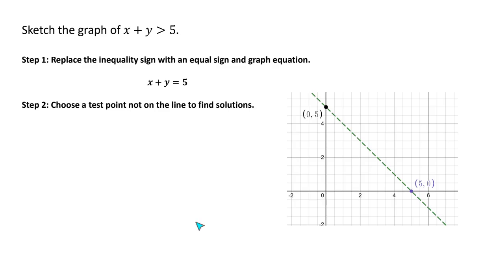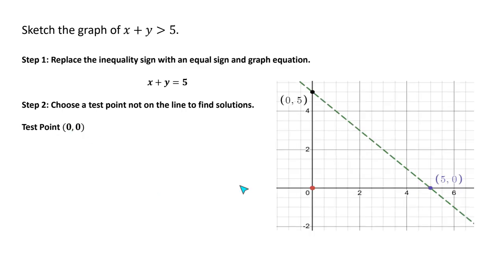For the second step, we're going to choose what we call a test point. The test point that you choose cannot be on the line itself. And so the easiest test point, in my opinion, if it's available, would be 0, 0. So I'm going to go ahead and choose that as my test point. This is my test point here.